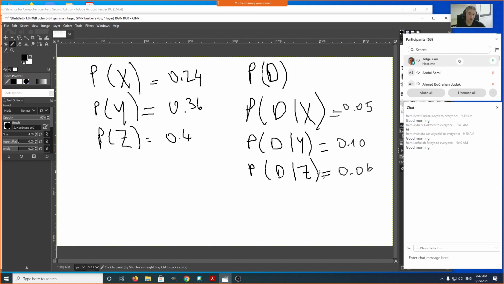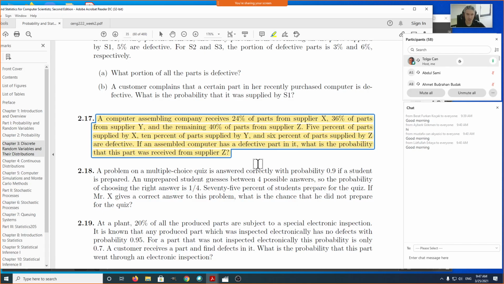We are given these conditional probabilities. This is not given to us right now, but you'll be able to find that probably. And these unconditional probabilities are given to us. Now, we are asked, if an assembled computer has a defective part in it, what is the probability that this part was received from supplier Z?